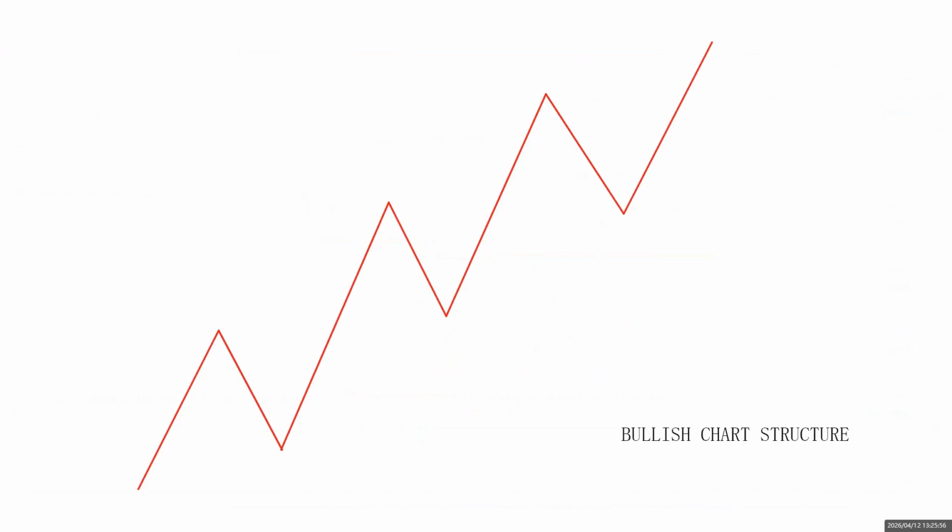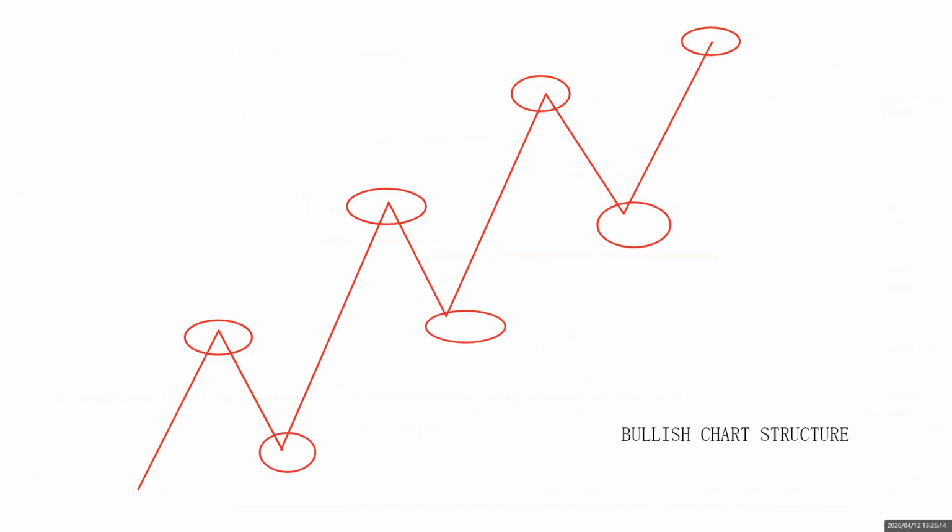It's a structure because prices are making clear coordinations. Now for a bullish chart structure, we'll say it's a bullish chart structure because price is making clear coordinations of higher highs and higher lows. All of this here are higher highs, all of this here are higher lows. This is what is coordinated in a bullish chart structure.